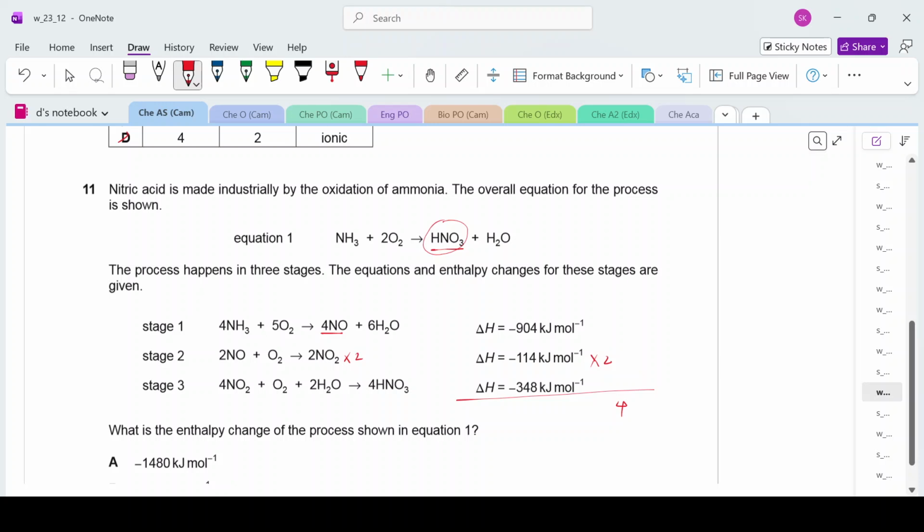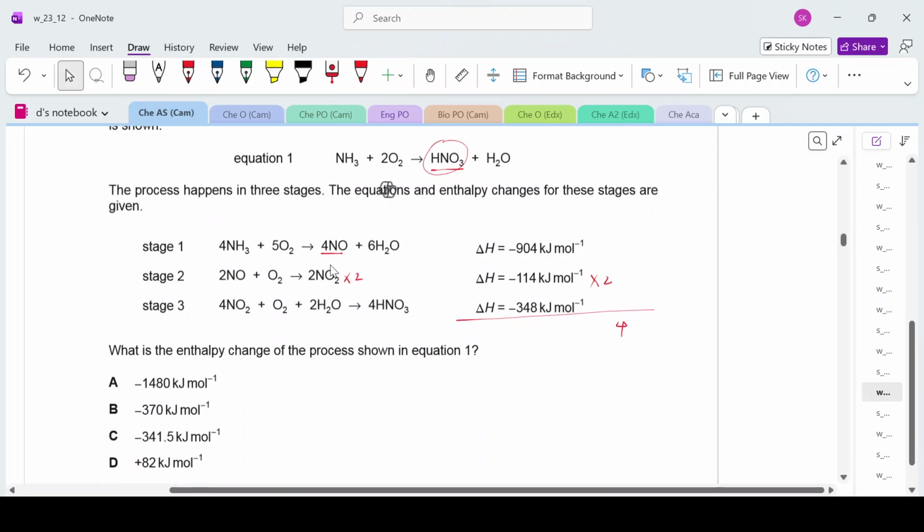Let's go. Minus 904, minus 114 into 2, of course. So put a bracket into 2, then minus 348 done. The whole thing divided by 4, minus 370. B.